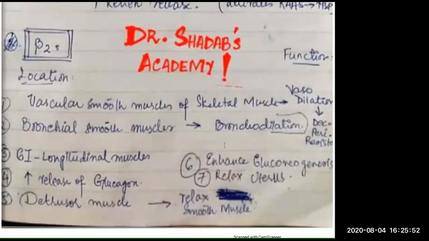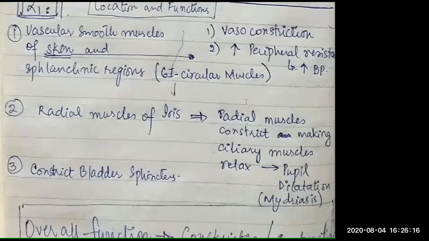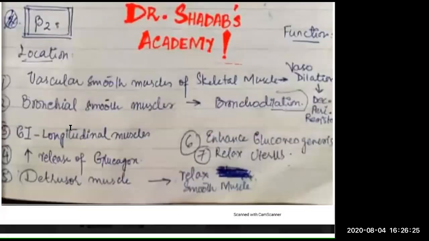They are present at the level of bronchioles and bronchus, both bronchus and bronchioles. Okay, now grab this concept that I told you about the GI circular muscles when we were studying alpha 1. They were constricting it. Now the GI longitudinal muscles here, they are relaxing. They are not dilating, relaxing is the right word for muscles.